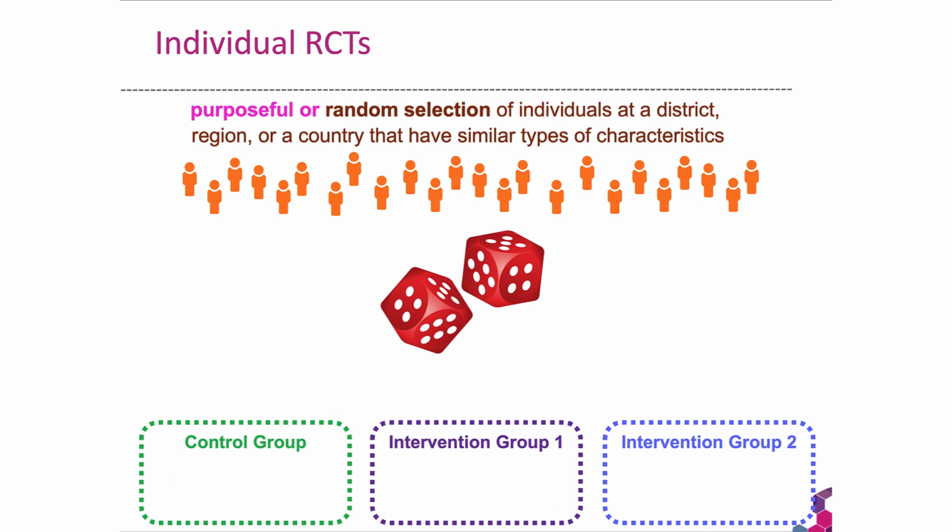In contrast, individual level randomized controlled trials randomly select a number of individuals from villages or towns directly, and then once we have those individuals, we will randomize those men, women, or children.